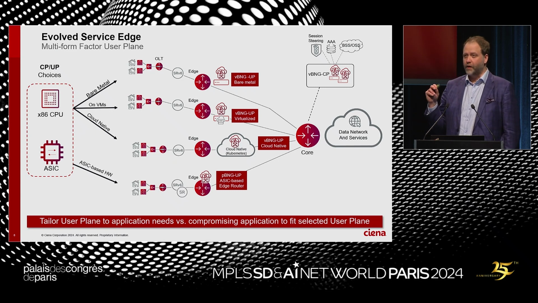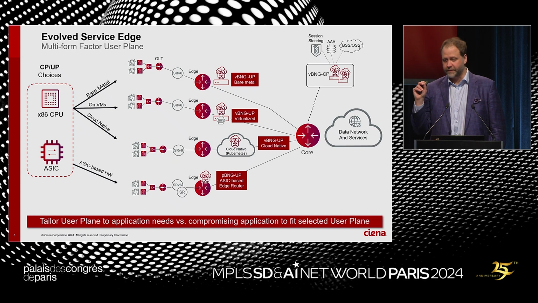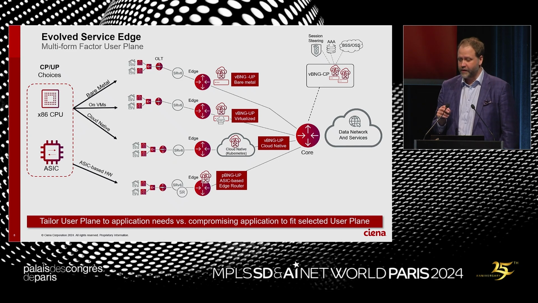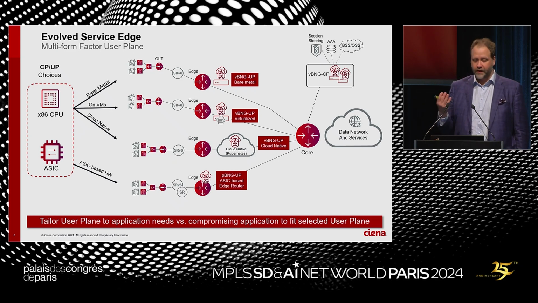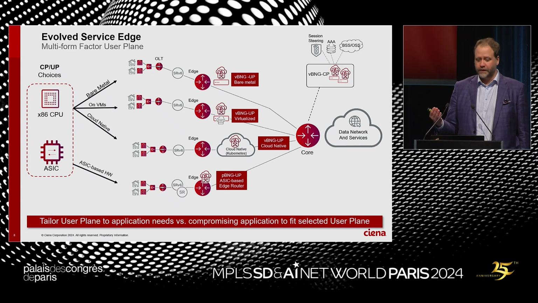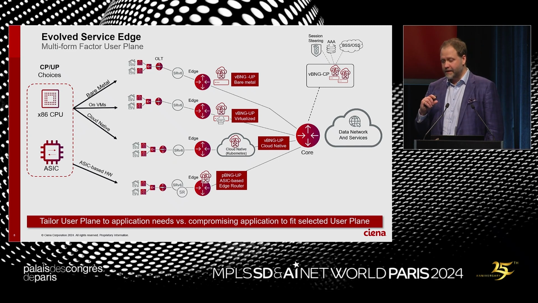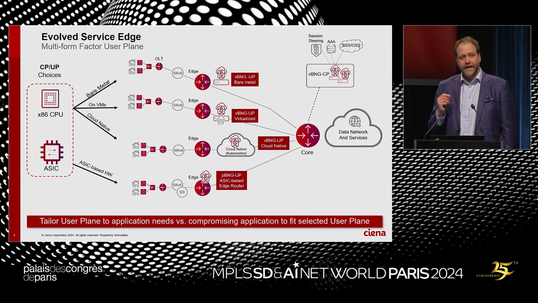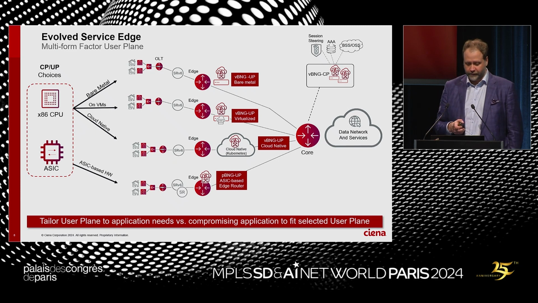So whether or not you are using UPFs to terminate particular types of traffic in one part of the network or another, the functionality is the same, the integration is the same. It's just that the platform that you use to deliver that is optimized for the infrastructure you have available at that location. So again, making sure that the user plane is actually tailored to the application needs and not vice versa.